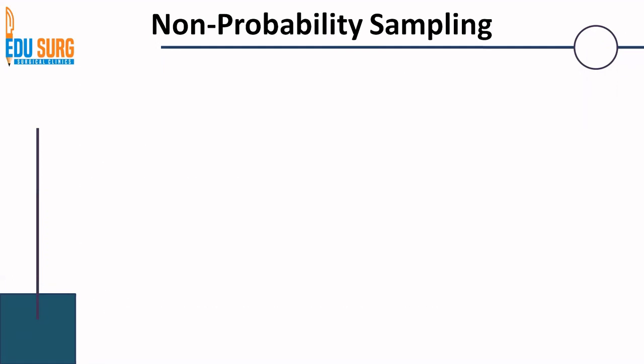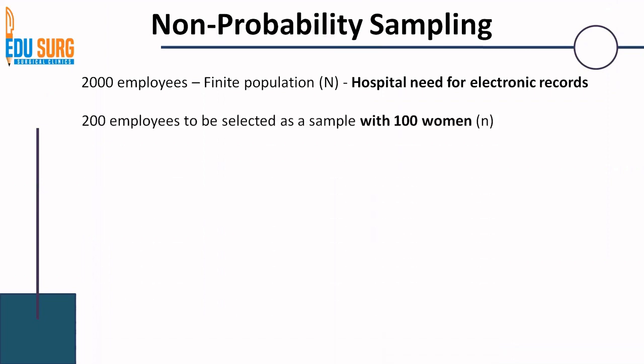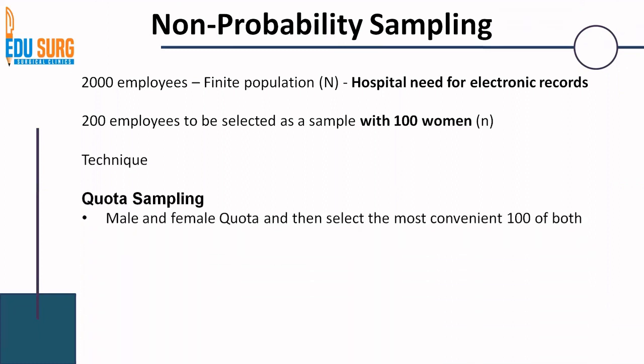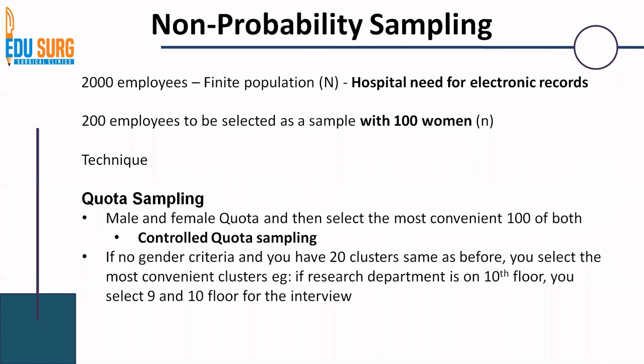So after this, a very specific type of non-probability sampling that I would like to discuss is also known as quota sampling. Specifically, the problem here is that you need to select 200 employees as a sample, but it should have 100 women. This is known as quota. So when you have been given a fixed quota, you can select the most convenient 100 or judgment on 100, but with the knowledge that you need 100 women and 100 men. This is known as controlled quota sampling.